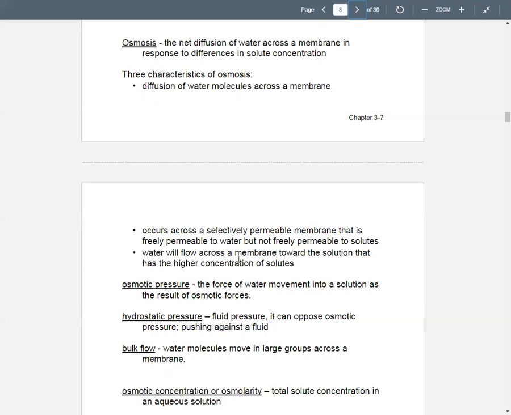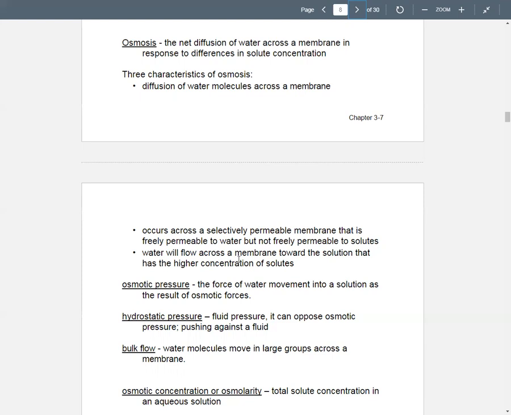So osmotic pressure. There's pressure related to this difference in water concentration. It creates a force of movement of water. That's osmotic pressure. You also have hydrostatic pressure, and that's pressure of the fluid. It can actually oppose the osmotic pressure. It pushes against the fluid, so it kind of resists osmosis.